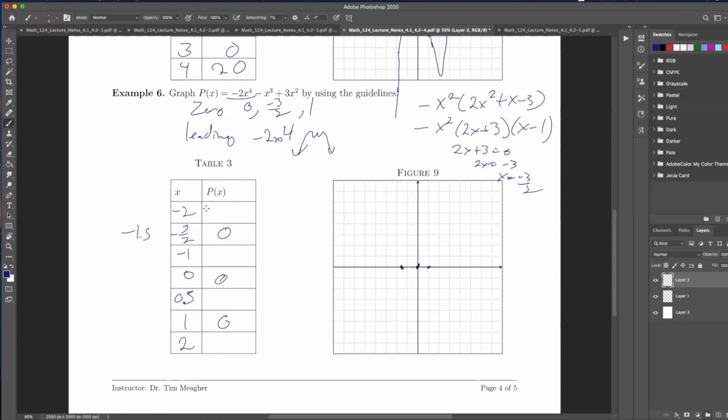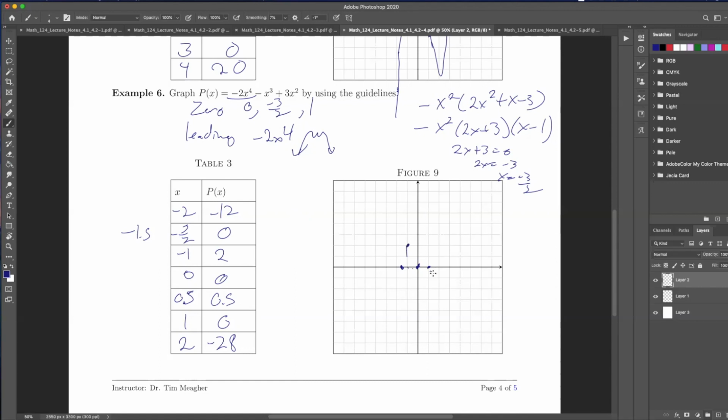At this point, I assume you can crunch these numbers somehow, so I'll just give you the answer. So it's 12, 2, 0.5, and minus 28. So we'll just plug those in. That's way off the graph. At negative 1, it's positive 2, so right about here.